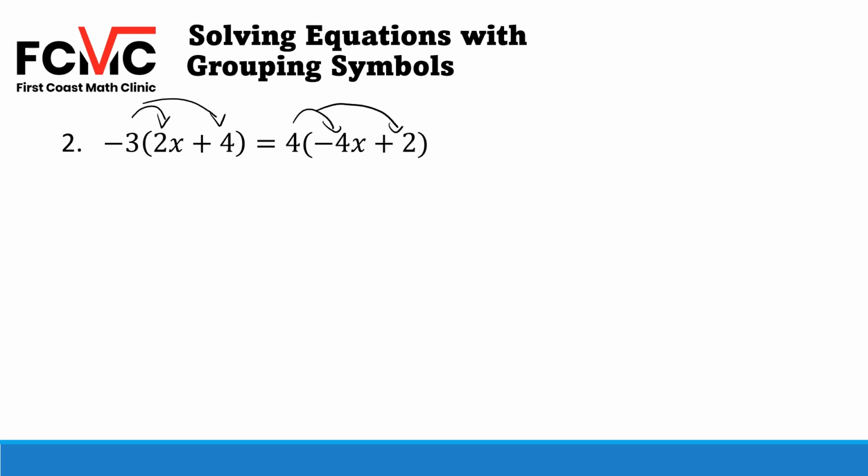So negative 3 times 2x is going to give me negative 6x. And negative 3 times 4 is going to give me negative 12. Then 4 times negative 4x gives me negative 16x. And 4 times 2 gives me positive 8. So let's combine our like terms across the equal sign.